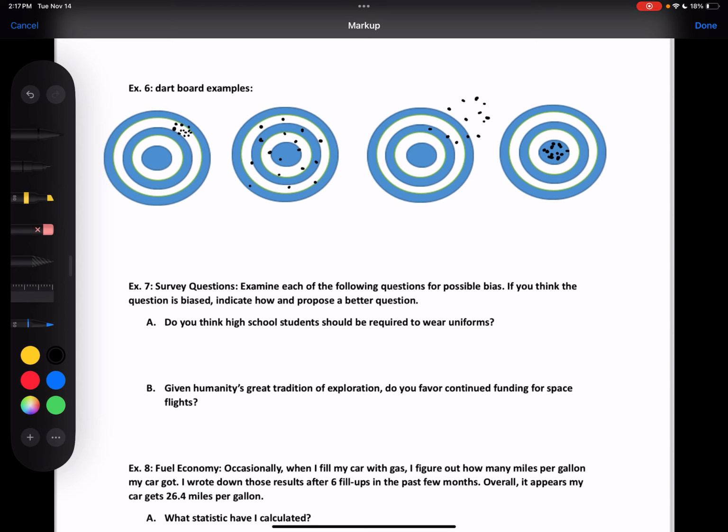All right, this first one is high bias, low variability. So bias is coming from how far away it is from the middle. High bias is kind of like precise, not accurate, sort of. But this is also low variability because they're all packed together.